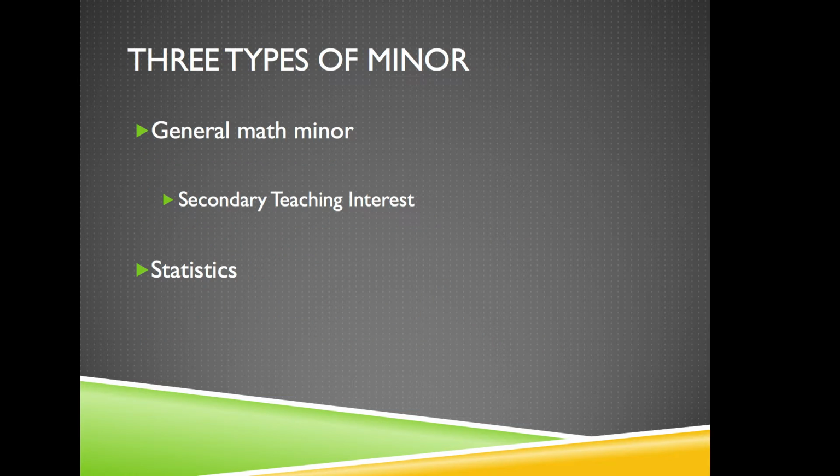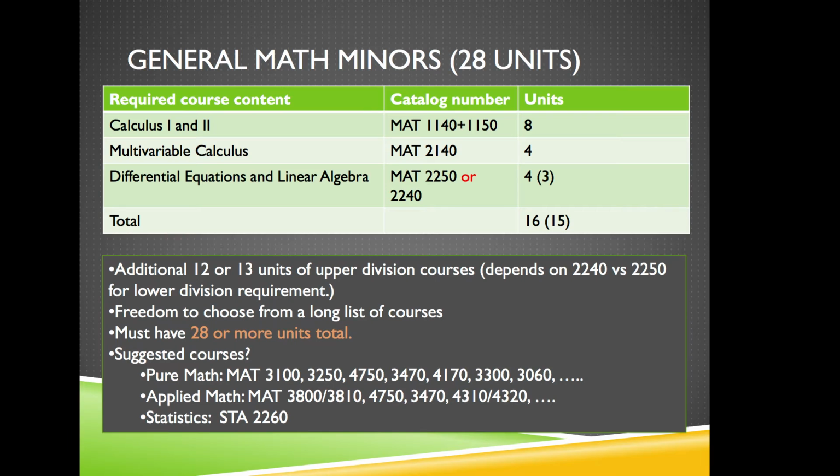There are three types of math or stats minor to choose from. There's the general math minor, there's the secondary teaching interest minor, if you're interested in high school teaching, and there is the statistics minor. Let's start with the general math minor.